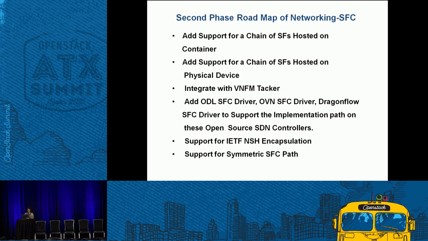So what's the second phase features we are going to do in the Newton cycle? We're going to add support for a chain of service functions hosted on containers. Currently, our functionality is a chain of service functions hosted on VMs. We already can support service chain creation, deletion, and modification.